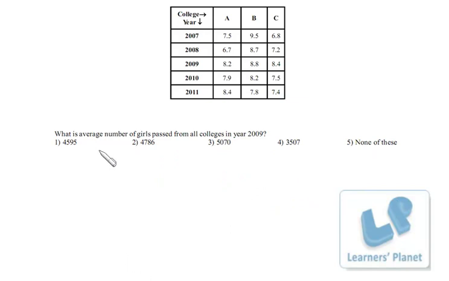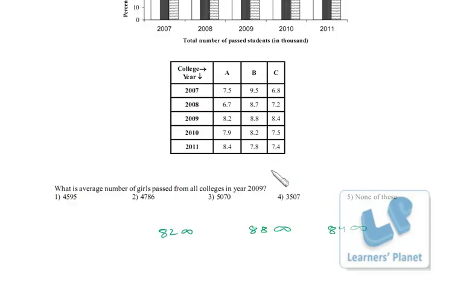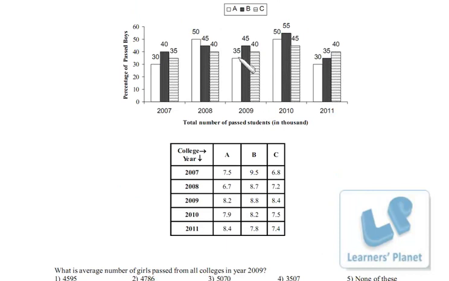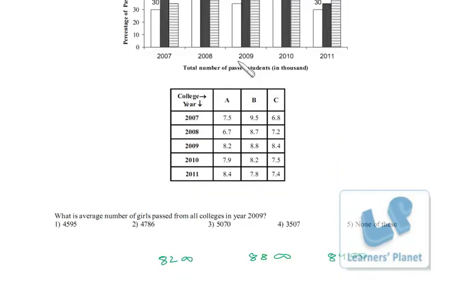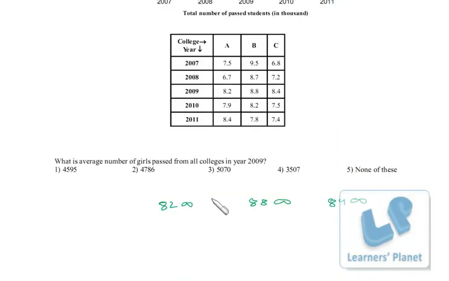Now what is the average number of girls passed from all the colleges in year 2009? In year 2009, college A 8.2, right? So it's 8200, college B 8800, college C 8400. Okay. Now girls in 2009, this 35%, so girls must be 65%.